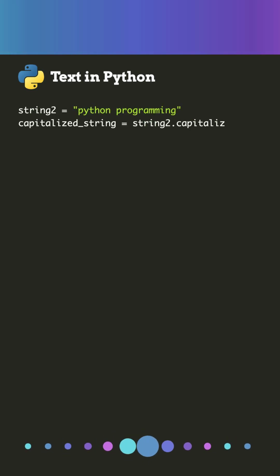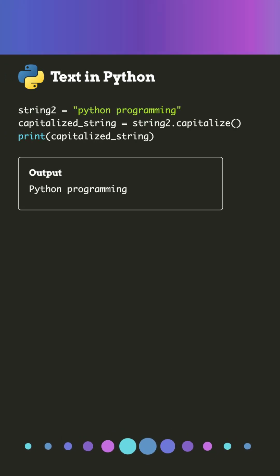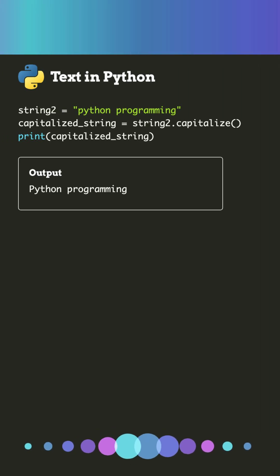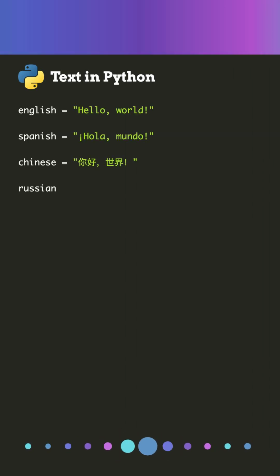We can also create new strings that are modified versions of the original. Here we use the capitalize method to capitalize the first character of the string and make all other characters in the string lowercase. Python strings are Unicode by default.